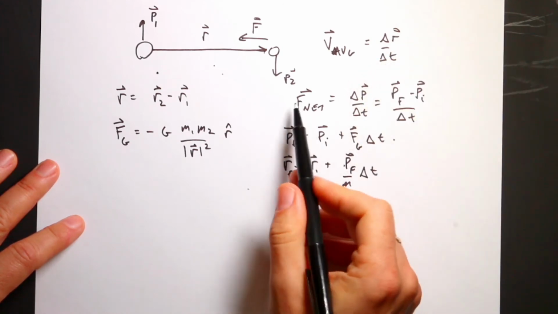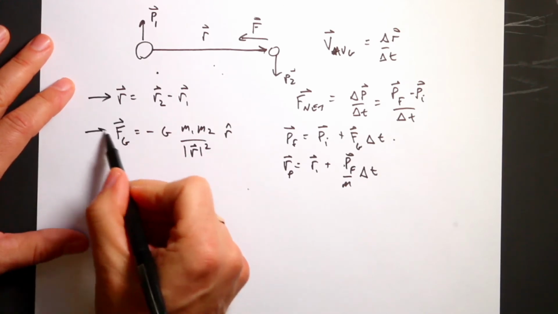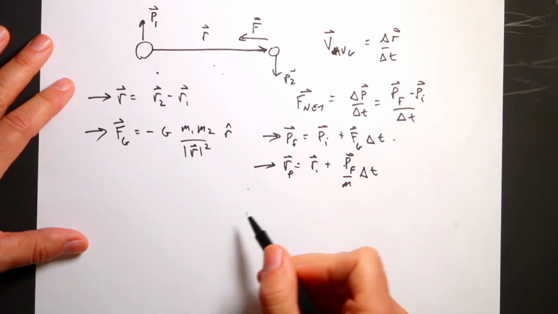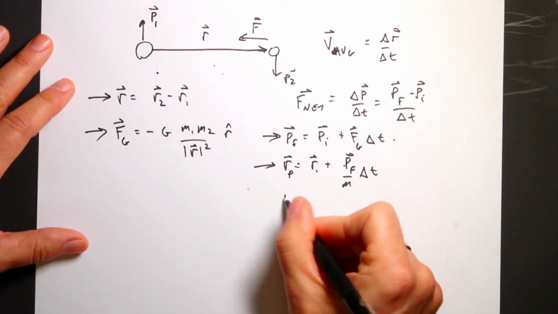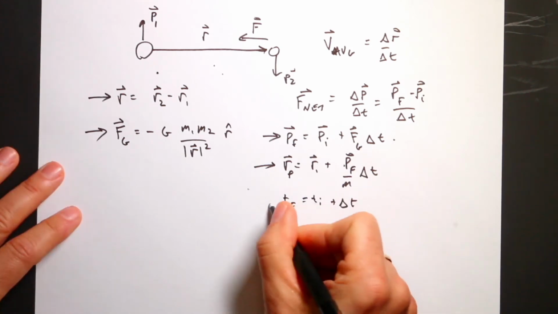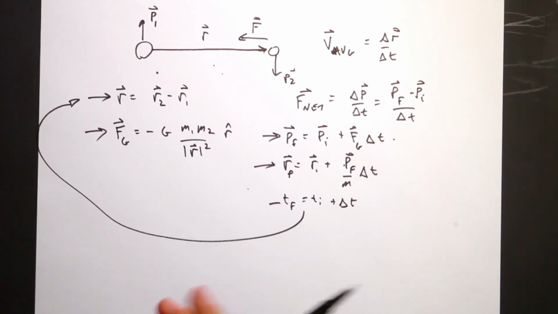So here's what I'm going to do. I'm going to calculate the distance between them, calculate the force, use that to update the momentum, use that to update the position, and then update time. T final equals T initial plus delta T. And then go back over and do it all again. And just keep doing this. And during those time intervals, I can assume that the forces are constant. I can assume that the momentum is even constant to calculate the position. And if my time interval is small enough, it works.